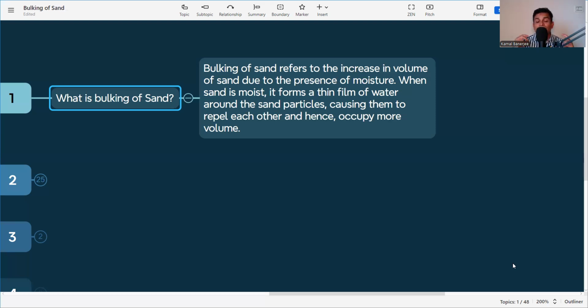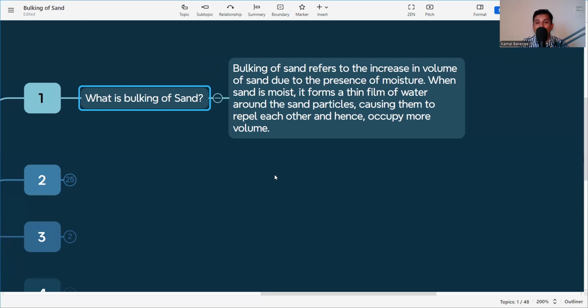So if the volume is, suppose, 20 cubic meters, it may increase to maybe 22 cubic meters. So apparently we are getting more volume, but actually the sand is not that much. This condition or phenomenon is called bulking of sand. The water causes the sand particles to repel each other, hence they occupy more volume. So when the sand is moist, it apparently increases in volume, but that much sand is not actually available. So this condition is called the bulking of sand.